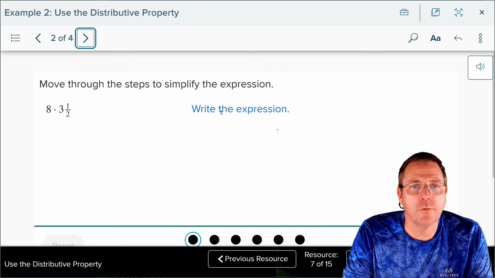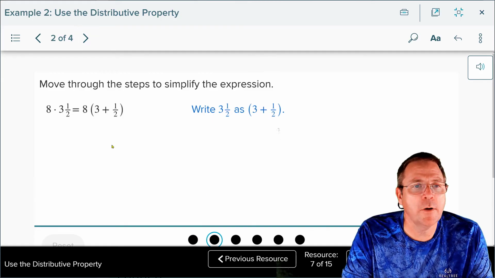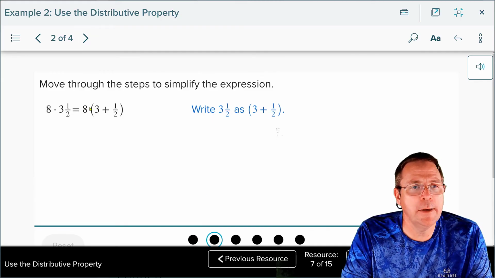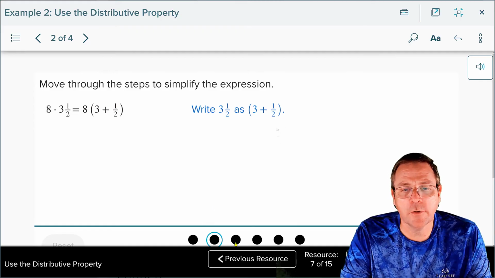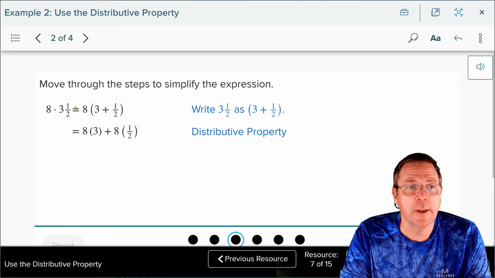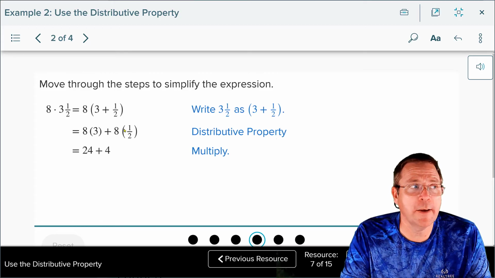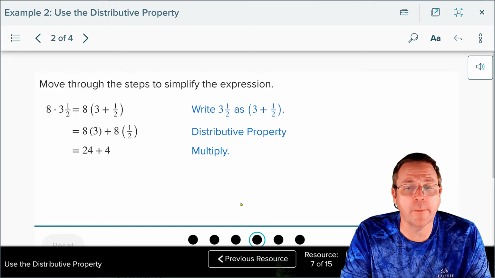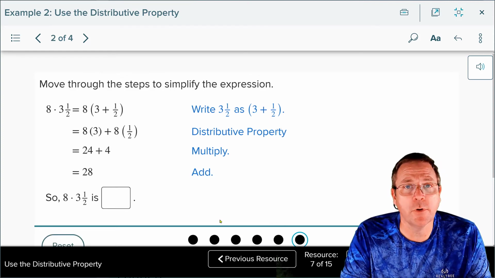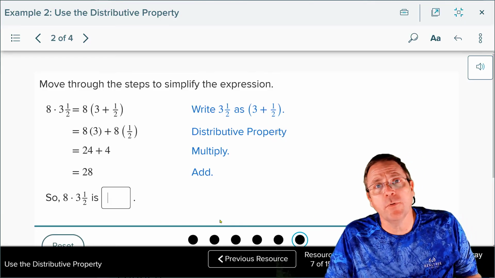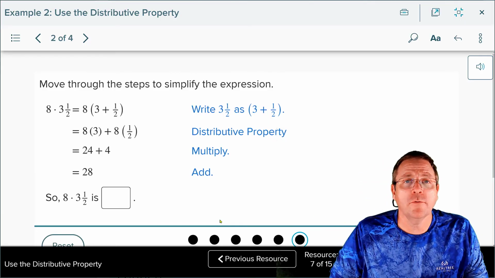You've got their problem where you write the original expression. From there, you can see they broke it down, 8 times the sum of 3 and 1/2. Next thing they're going to do is use the distributive property. 8 times 3 is right here. 8 times 1/2 is right here. 8 times 3 is, of course, 24. And 8 times 1/2, well, you could also say that as 1/2 of 8 is 4. And finally, 24 plus 4 is 28, which you could write in that box if you really wanted to. But that's a real good example of how you could use a distributive property on solving a problem like this one.